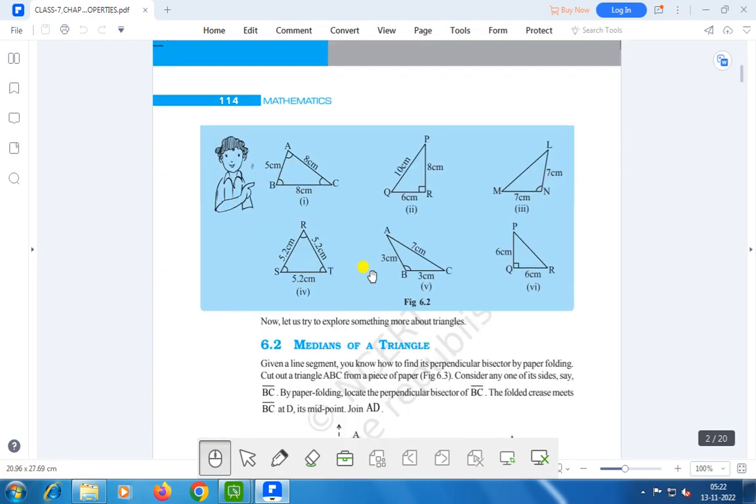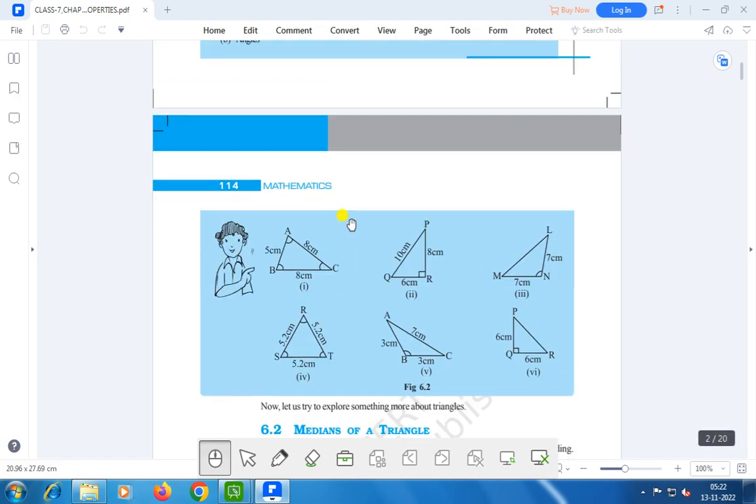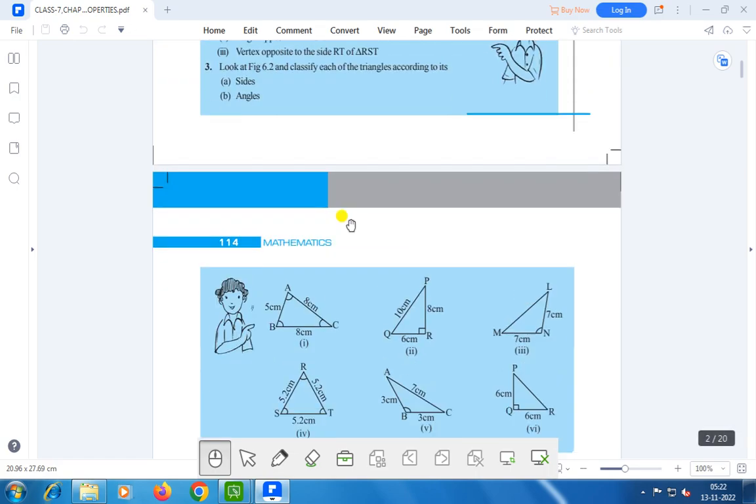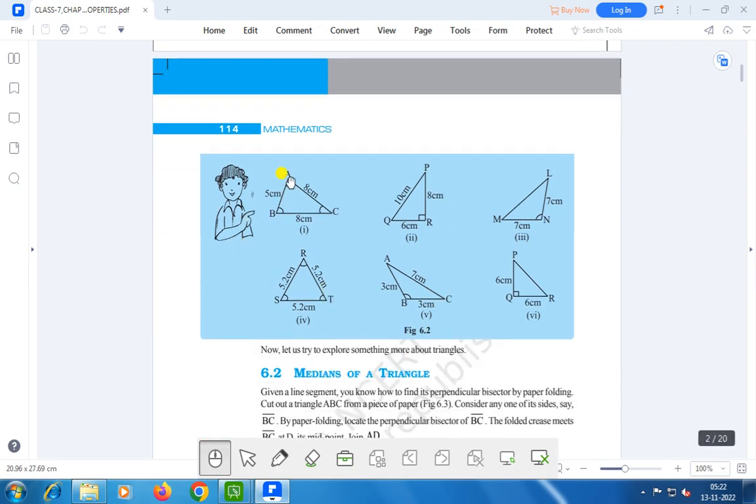Here are some triangles you are seeing and the various measurements. Now look at figure 6.2 and classify each of the triangles according to its sides and angles. Here you see two sides are equal, this side and this side, and one side is 5 centimeter. This is an isosceles triangle. And here you see this is also an isosceles triangle. In this one you see 10 centimeter, 8 centimeter, all the sides are unequal.